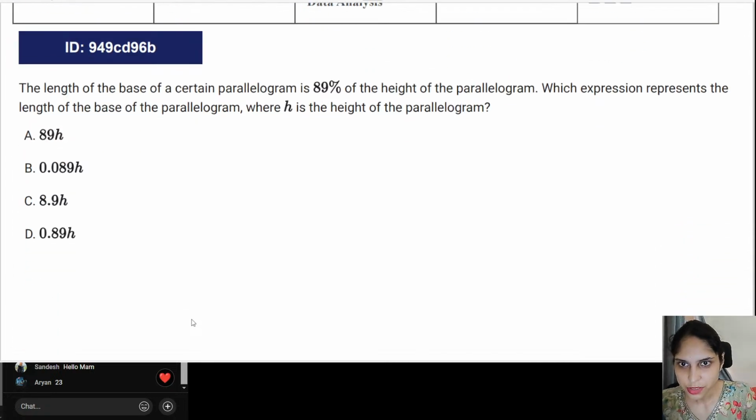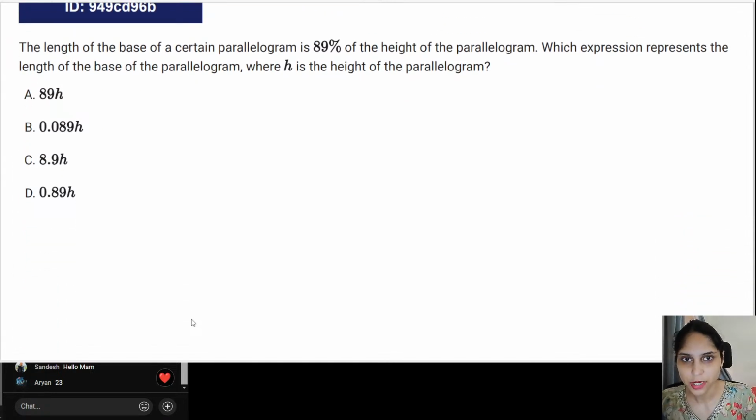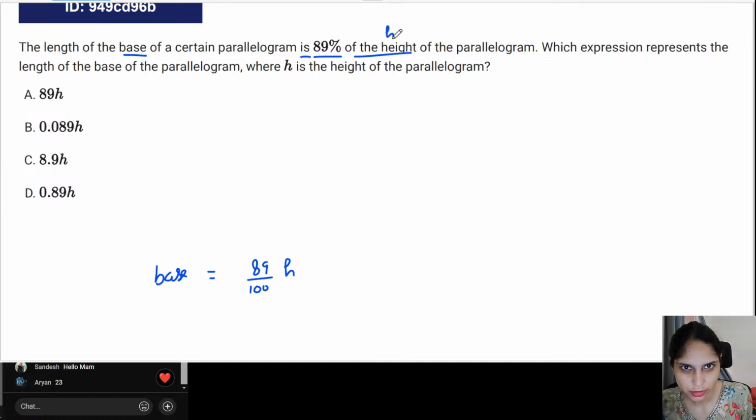The length of the base of a certain parallelogram is 89% of the height of the parallelogram. Which expression represents the length of the base of the parallelogram, where h is the height? So the length of the base, that means just base, is 89% of height. This means equal, 89% means 89 over 100, that is 0.89. Height is given as h, and they want to know the length of the base only. So this is going to be 0.89h.